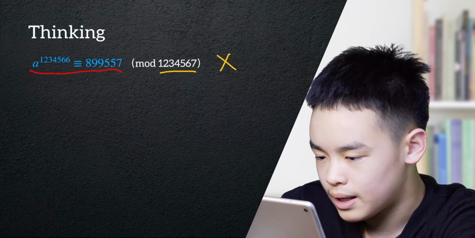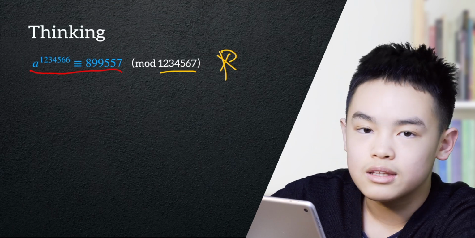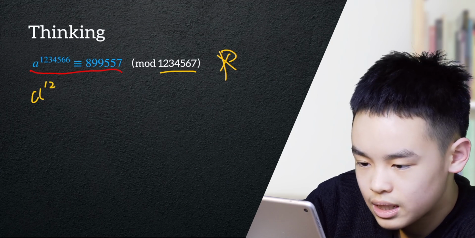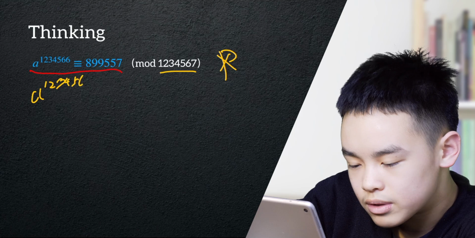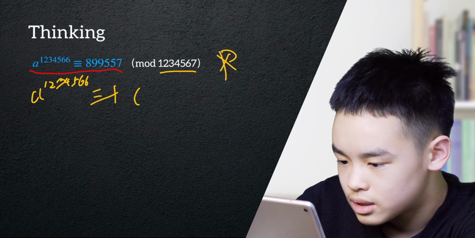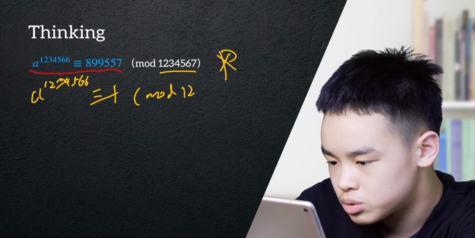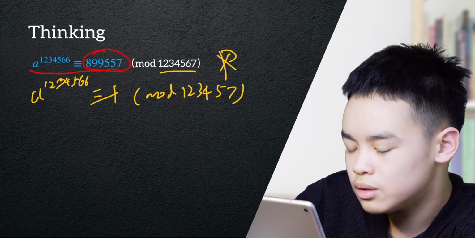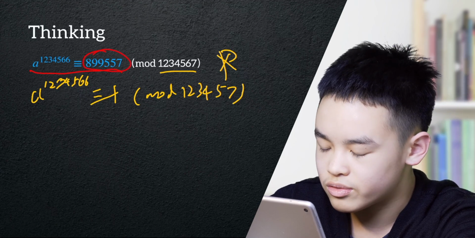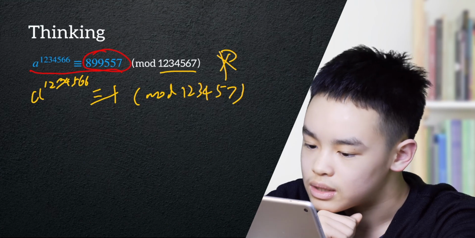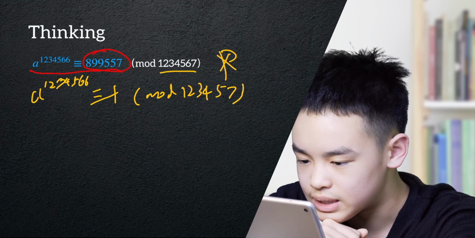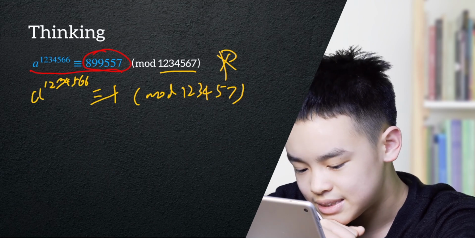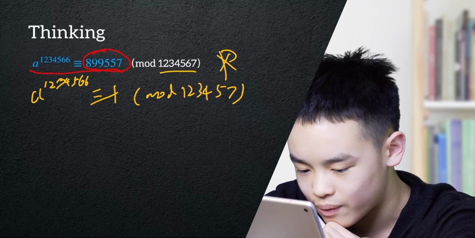It is not prime, because Fermat's little theorem states that if 1,234,567 is a prime number, then this should be true, while in fact it is not true. It is totally not true. So 1,234,567 is not a prime number. Now you guys might be thinking, can we use this to identify if numbers are prime numbers or not? Yes, you can, but not always.